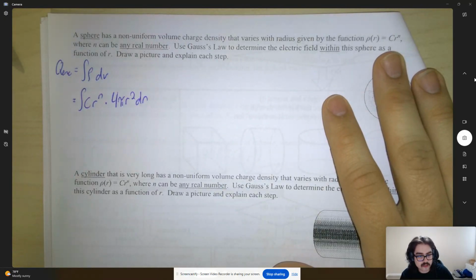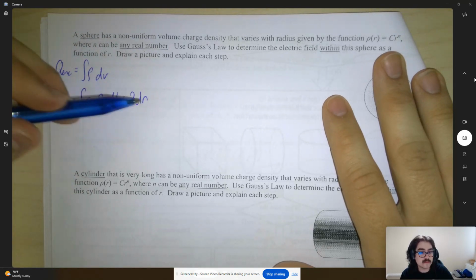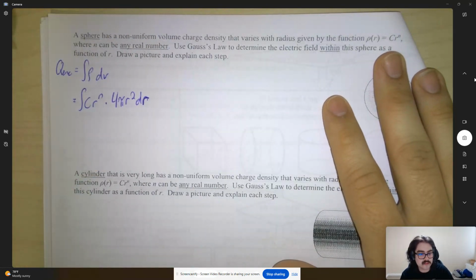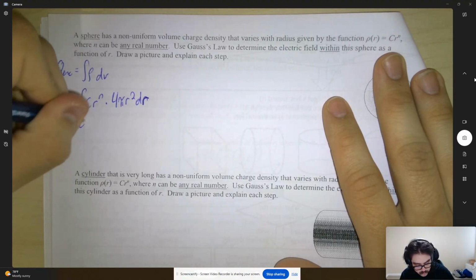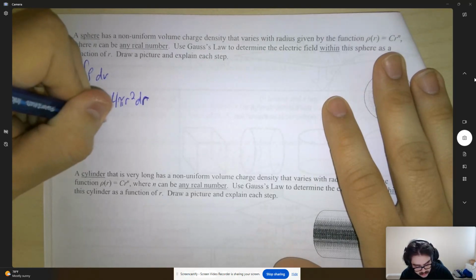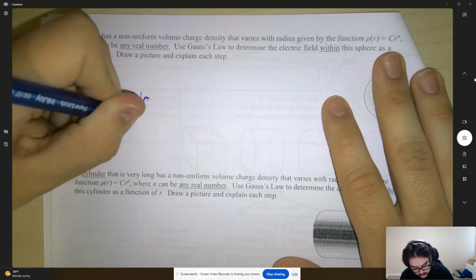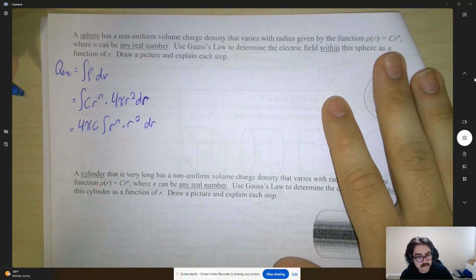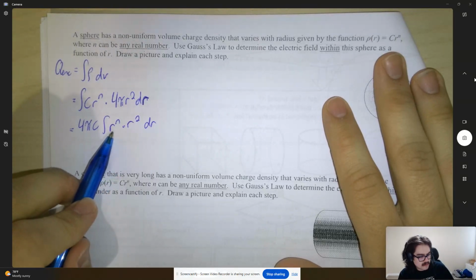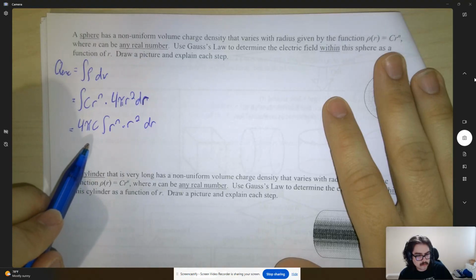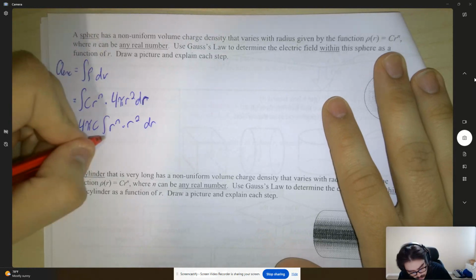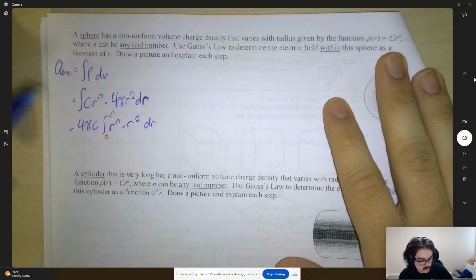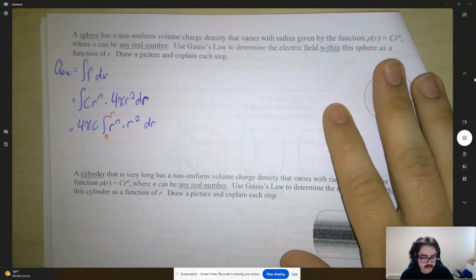Now I have an integral in terms of r, okay, not n, it's r. And I can factor out my constants now to make this a lot easier for me. I can do 4 pi c integral of r to the n times r to the second dr, okay? And this will become r to the n plus 2. And then you can take the integral of that. The bounds should be set from 0 to r. This is pretty much how it's always going to be. For the other examples, it's going to look like that too.